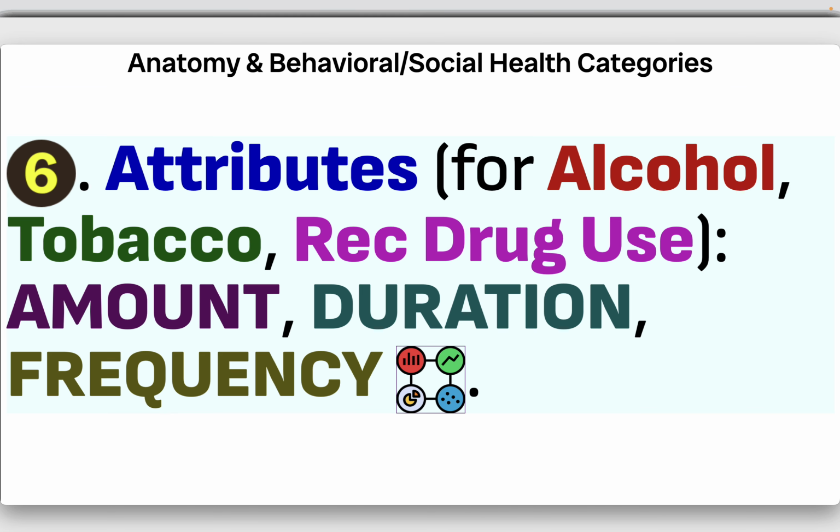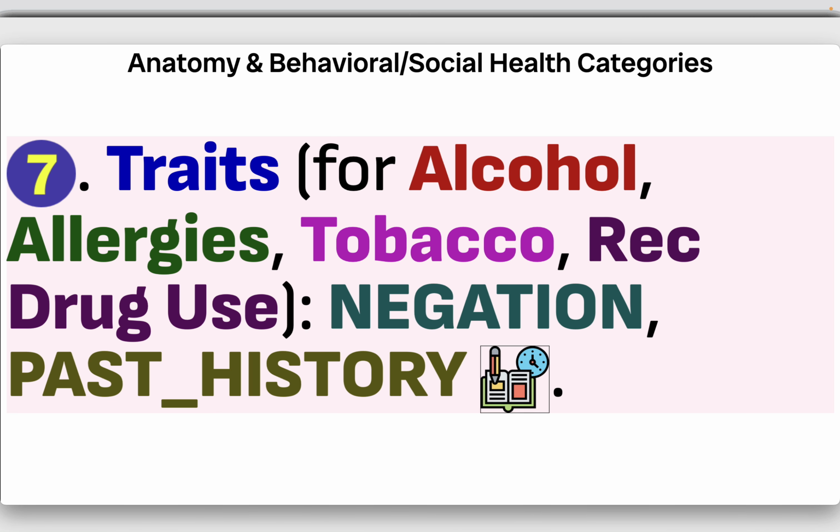and duration. Then we have attributes for alcohol, tobacco, or recreational drug use. For alcohol consumption, tobacco use, and recreational drug use, attributes such as amount used, duration of use, and frequency of use are detected. Next, we have traits for alcohol, allergies, tobacco, and recreational drug use. Traits like negation, indicating something is not happening or not being used, and past history, indicating use prior to the current encounter are identified.